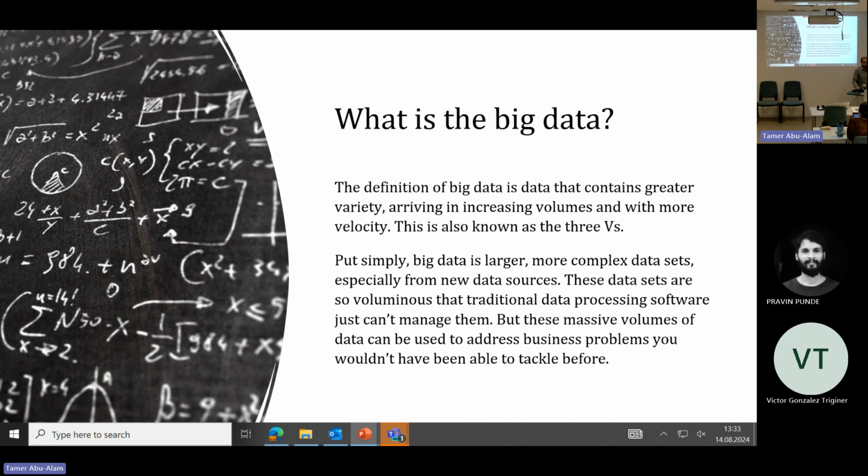So what is big data? The definition of big data is data that contains greater variety, arriving in increased volume and with more velocity. This is called the 3Vs of big data.